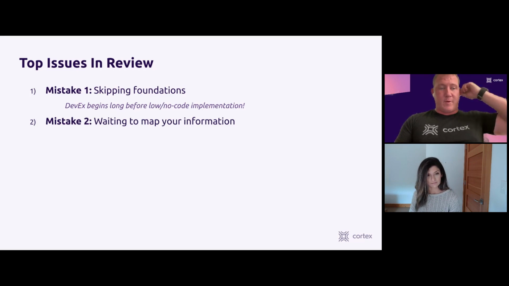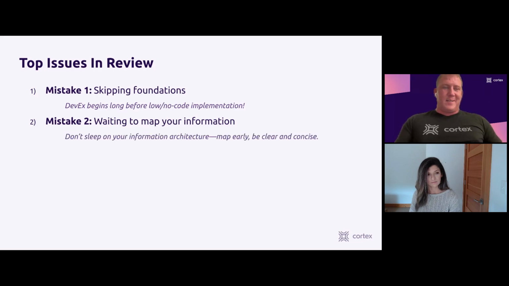DevX begins a long time before you go to that low code, no code implementation, right? Waiting to map the information, right? Don't wait. Don't know how else to say that other than don't sleep on your info architecture, right? Map it early, be clear and concise. Don't get too crazy, right? Don't go down to the nth degree. Hey, this is this micro thing that we built over here, you don't need to do that, right? Be logical about how you build it, be strategic about it, be purposeful about it. I think that's a really easy way to set good standards and good practices up front and get what you're needing out of an IDP.